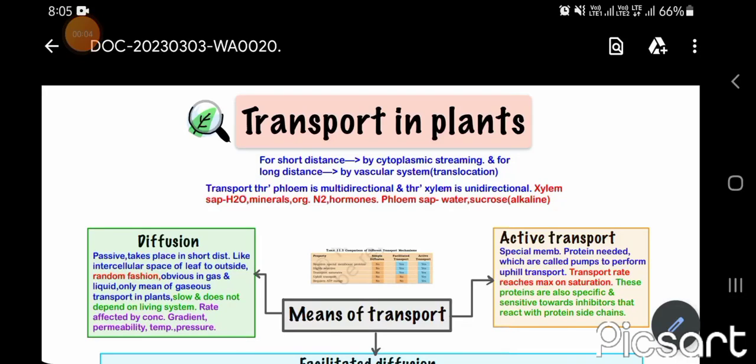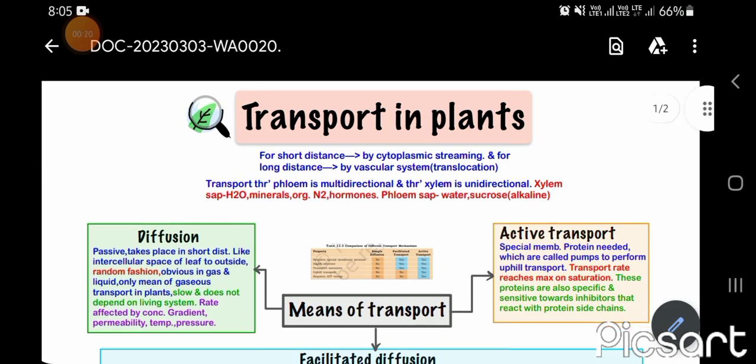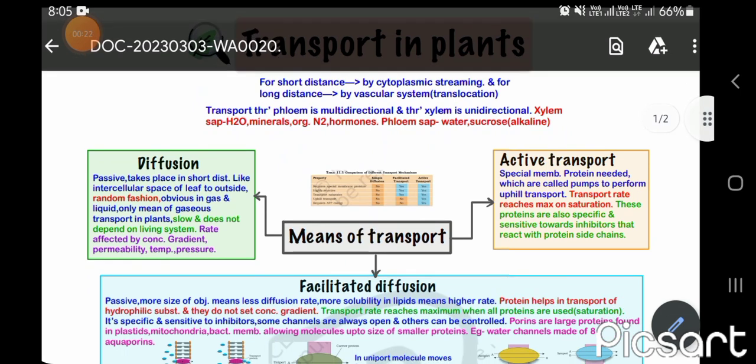In this video lecture, we will cover a new chapter, that is transport in plants. So let's begin with today's video. So what is diffusion? It is a passive process taking place over short distances, like from the intercellular space of a leaf to the outside. It is random, obviously in gases and liquids, and is the only means of gaseous transport in plants.